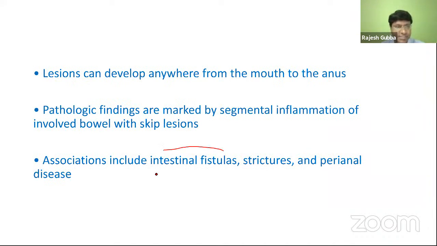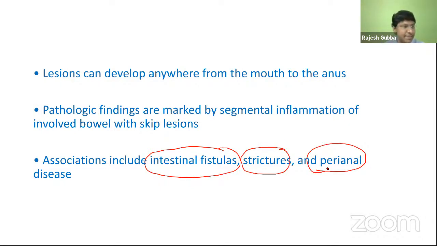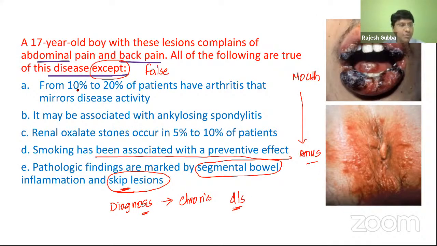Now, apart from that, what are the other associated findings? The associated findings in Crohn's disease include intestinal fistulas, strictures, and perianal disease. And in Crohn's disease, remember, almost 10 to 20% of the patients have arthritis that mirrors the disease activity. And this Crohn's disease, let me tell you, is also associated with ankylosing spondylitis.